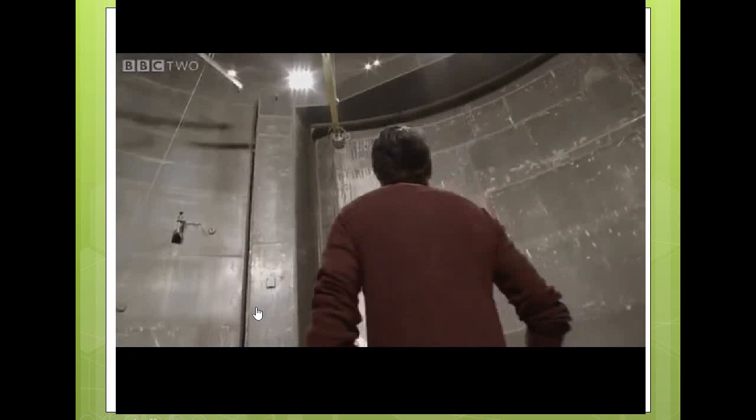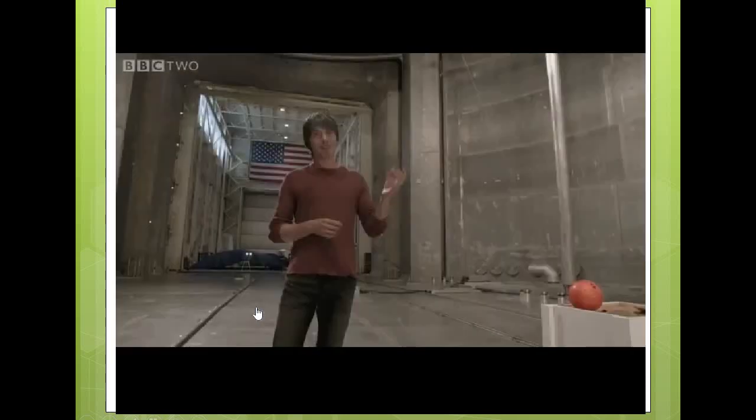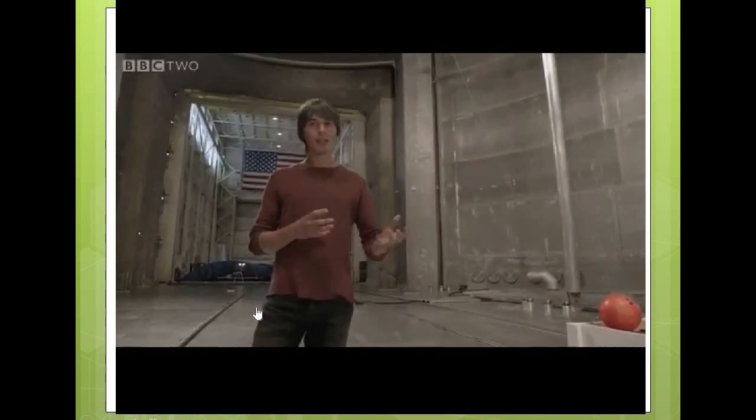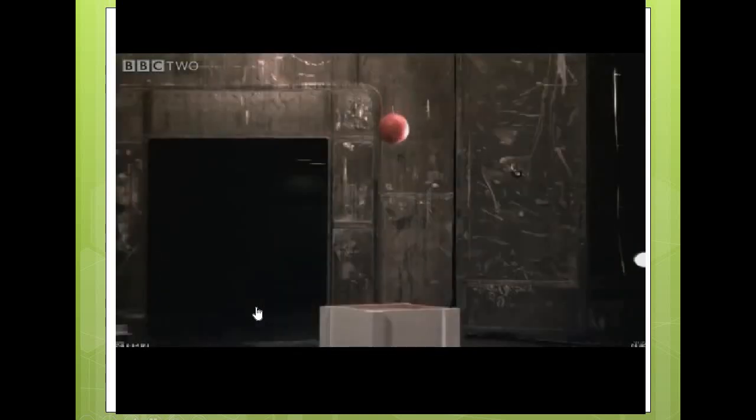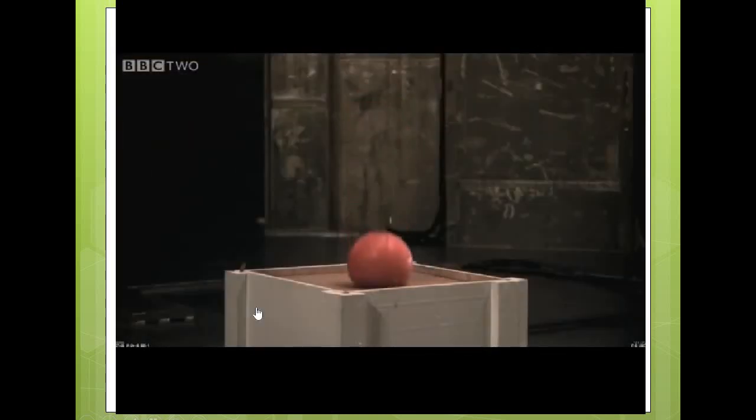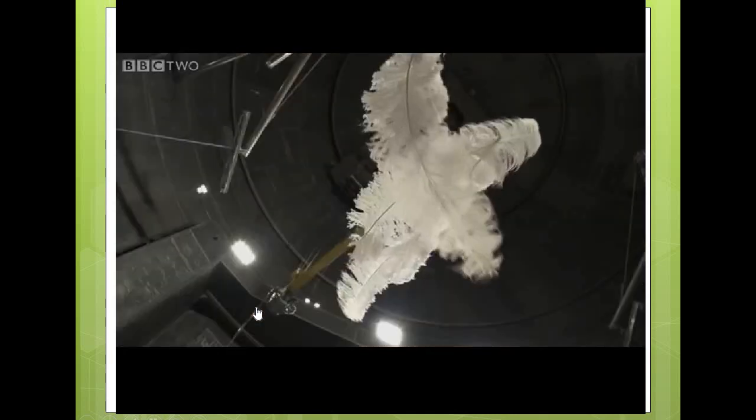Now in this case, the feather fell to the ground at a slower rate than the bowling ball. So what happened? Because of air resistance, the bowling ball fell first, then the feather.